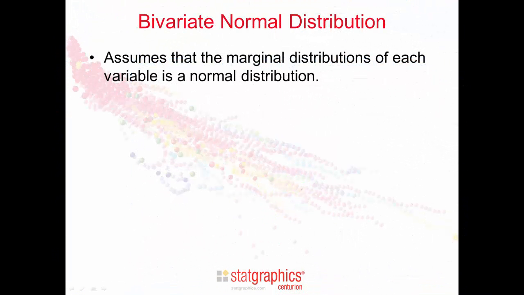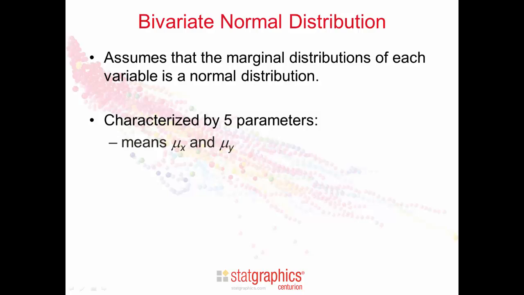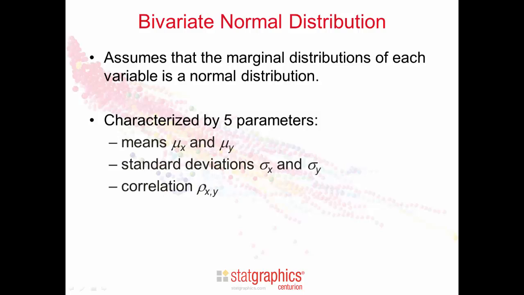The next thing I want to do with this data is fit a bivariate normal distribution. The bivariate normal distribution assumes that the marginal distributions of each of the two variables is normal. To characterize data using a bivariate normal distribution, you need to estimate five parameters: the mean of each of the variables, the standard deviations of each of the variables, and the correlation between them.